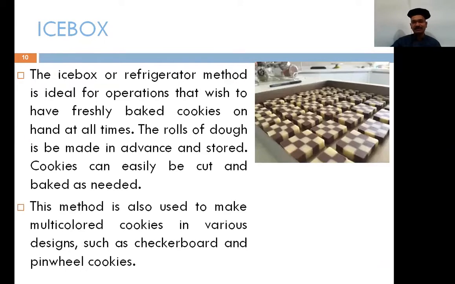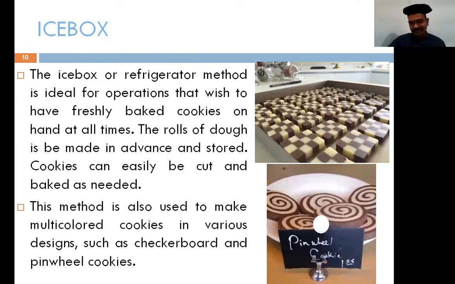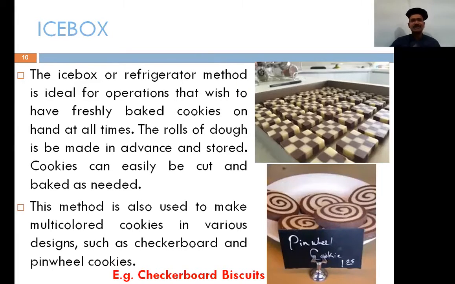So as and when you require, you remove the roll from the refrigerator, slice it up, put it in a baking sheet, and keep it for baking. This method is also used to make multicolor cookies in various designs, such as checkerboard biscuits or pinwheel cookies. Okay, so the classical example in this category is checkerboard biscuits or pinwheel cookies, which are multicolored.